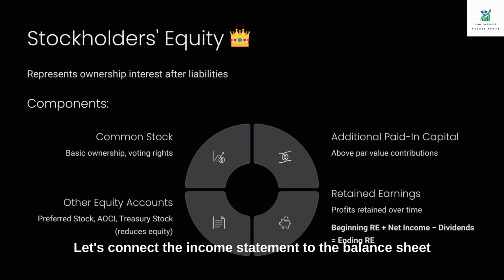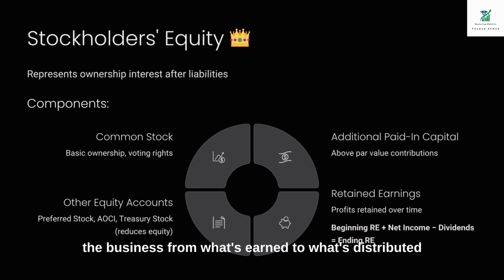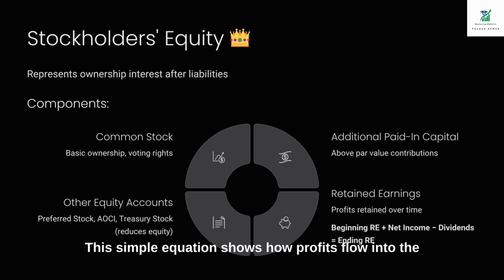Let's connect the income statement to the balance sheet through retained earnings. Here's the formula you'll always see: beginning retained earnings plus net income minus dividends equals ending retained earnings. This equation shows how profits flow through the business, from what's earned, to what's distributed, to what's kept for future growth. This simple equation shows how profits flow into the business and how dividends flow out to shareholders.